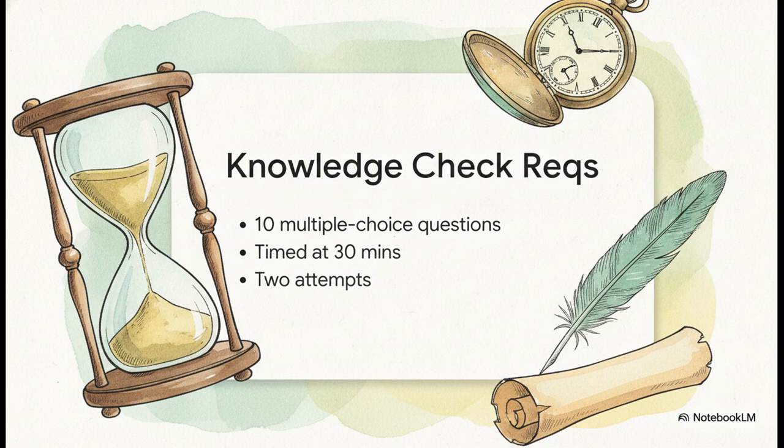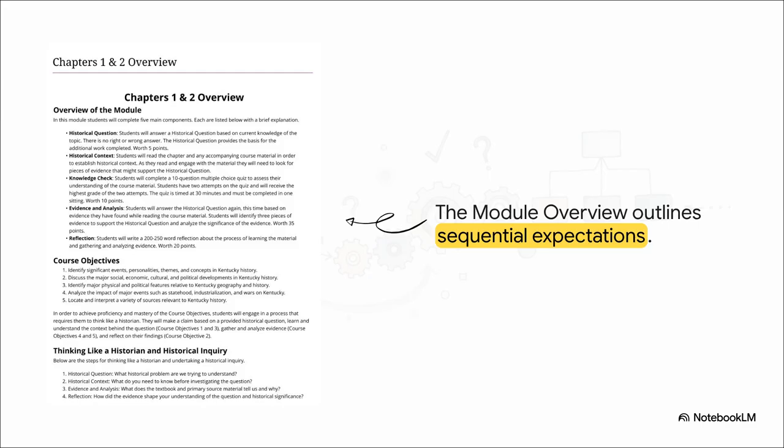You get 2 attempts, and the system automatically keeps your highest grade. You'll notice the module overview document outlines these sequential expectations right from the jump. See how the knowledge check directly follows the historical context? You have to master this generalized foundational knowledge first. If you don't, you're going to struggle immensely with the next most heavily weighted assignment in the module. Building up that baseline knowledge just ensures you're totally ready for deeper analysis.